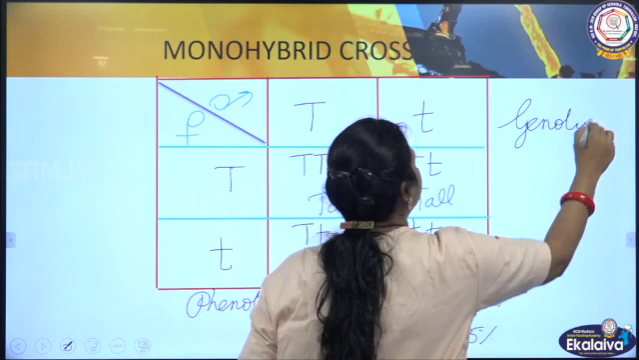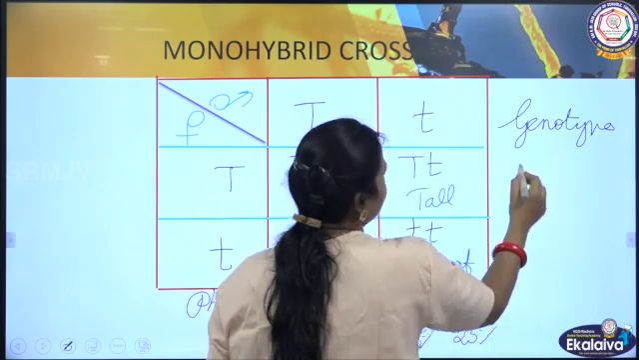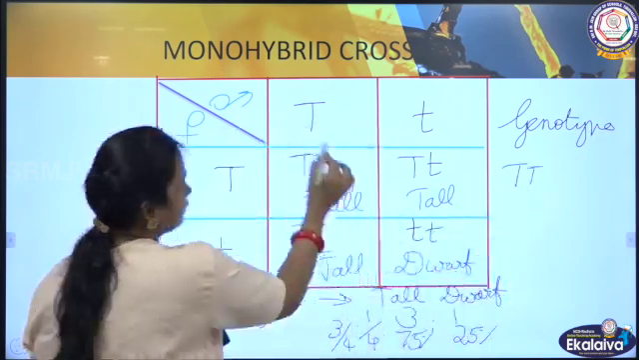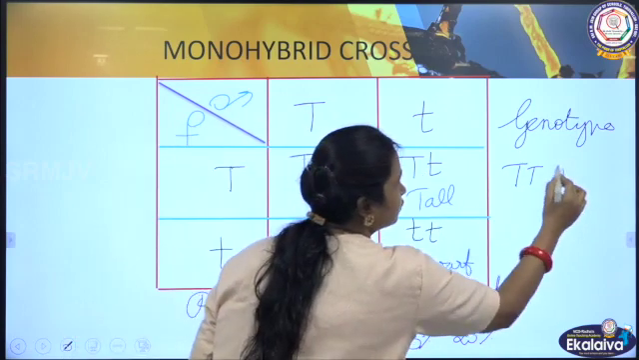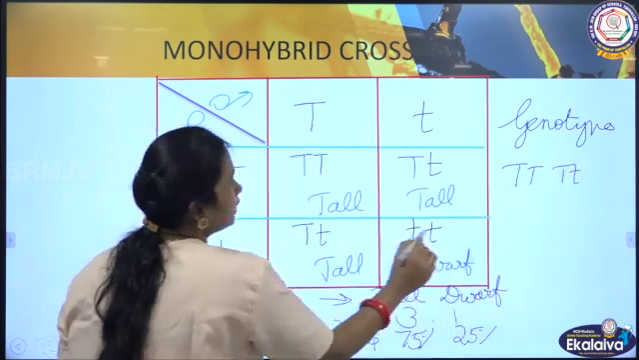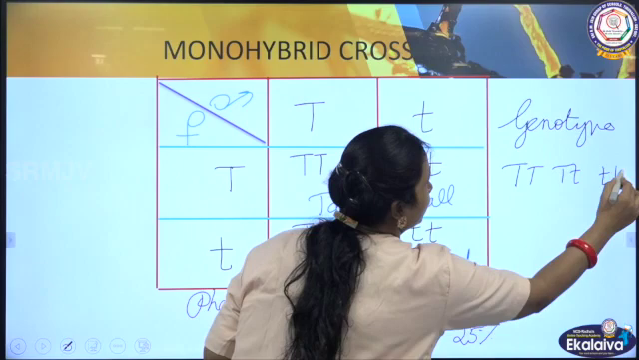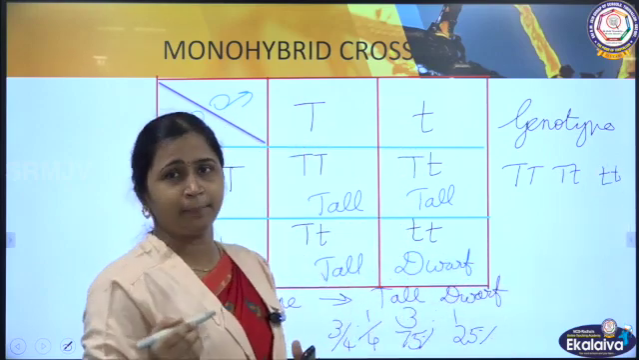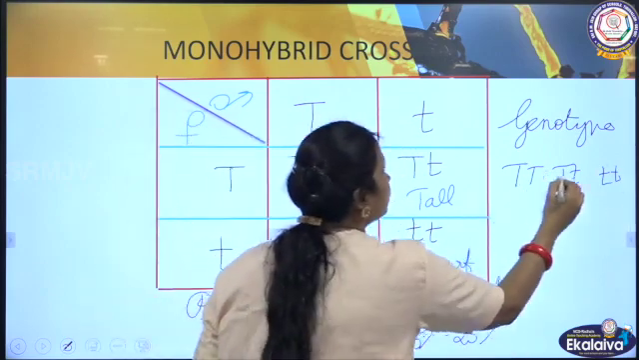Genotype. So what are the 3 genotypes we are getting? Capital T, capital T, you can see here, and then capital T, small t, and then small t, small t. Okay, 3 different genotypes we are getting. In what ratio are we going to get them?